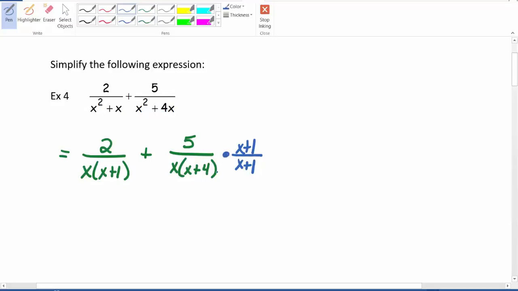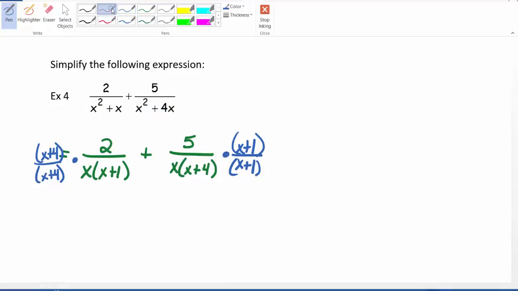Over here on the right, we notice that this guy has an x plus 4, but the one on the left does not have an x plus 4. So we're going to do a foo move with that x plus 4. x plus 4 on top, and 1 on the bottom. Now, if we are multiplying everything, they should have the exact same bottoms.